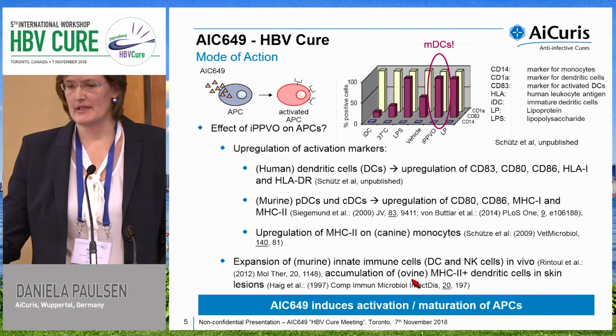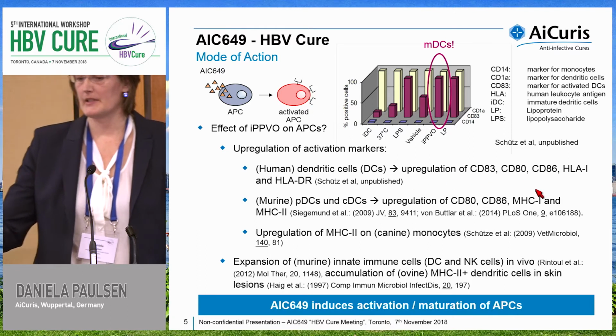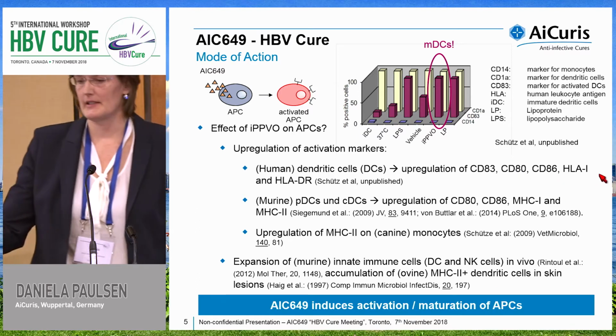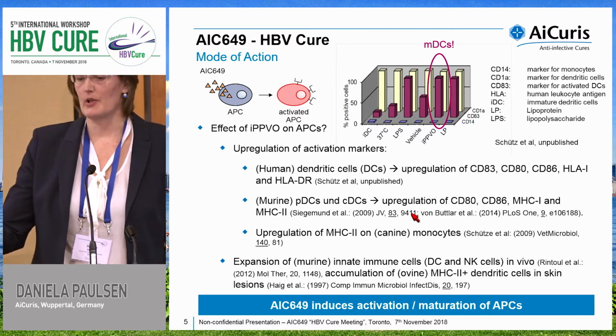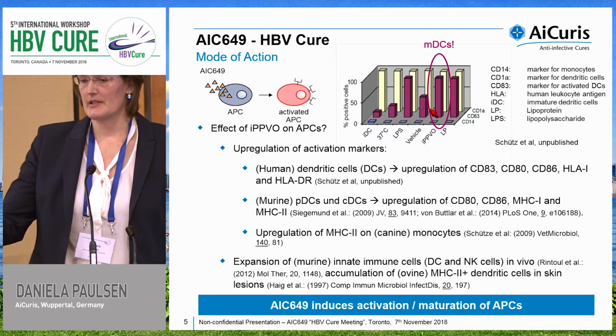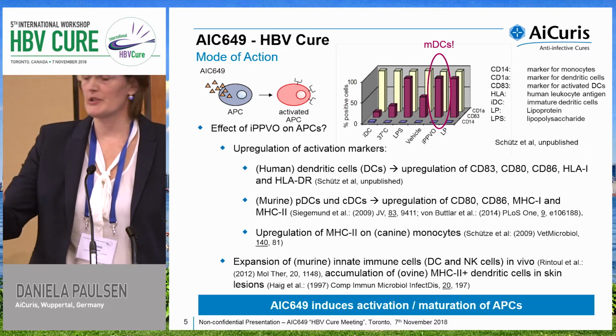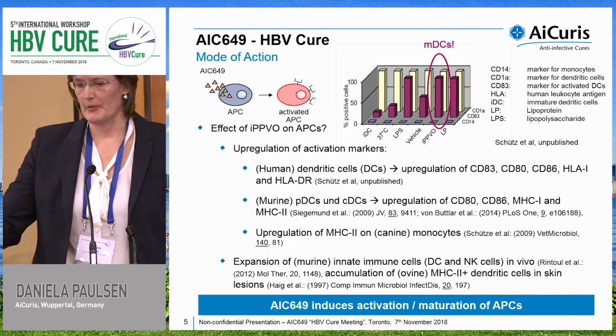So what happens next is that the antigen-presenting cells upregulate certain activation markers, so CD83, CD80, CD86, HLA1, and HLA-DR, or MHC class 1, MHC class 2, leading to maturation of these cells. So this is here human PBMCs. This is maturation of the dendritic cells. No, it's not PBMCs. It's dendritic cells, immature, then maturing to the dendritic cell type.